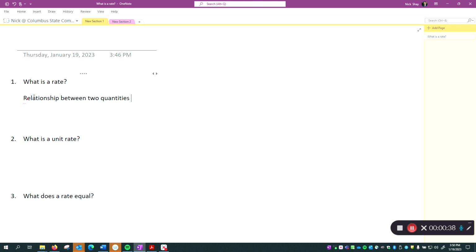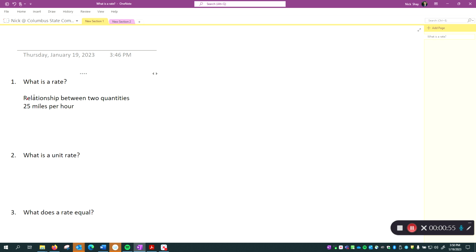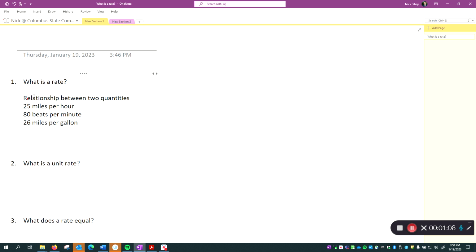One thing we can think about is a unit rate usually has a denominator of 1. But when we think about rates, we can think about all sorts of things like miles per hour. Or we can even add a number to it, 25 miles per hour. Or we can say 80 beats per minute as far as a heartbeat, or 26 miles per gallon of gas.